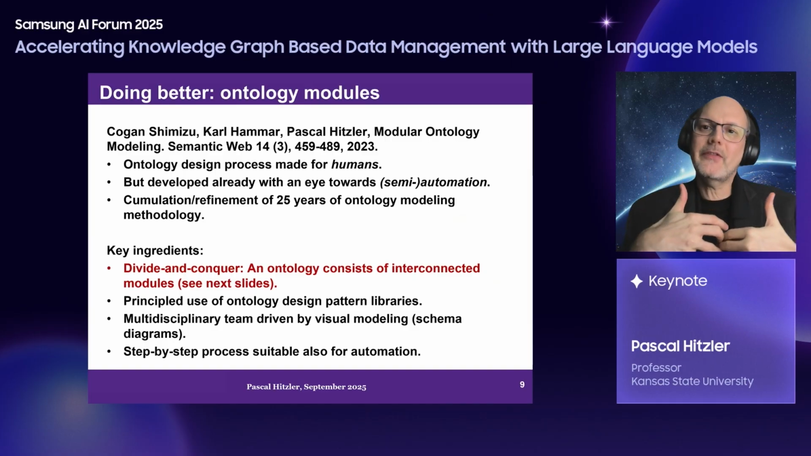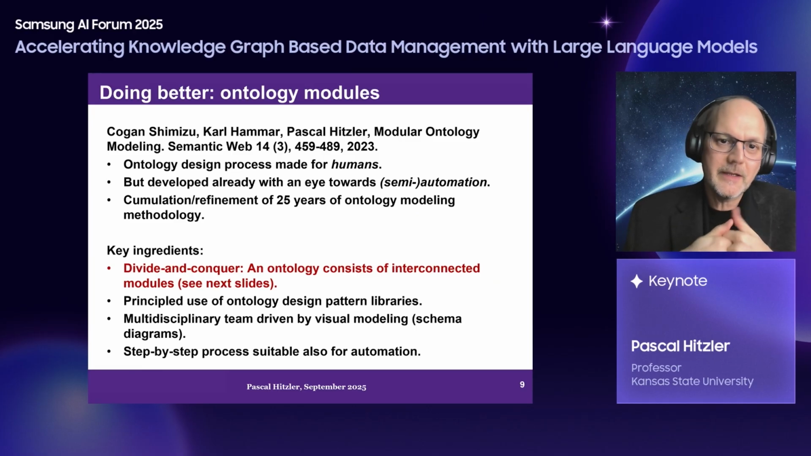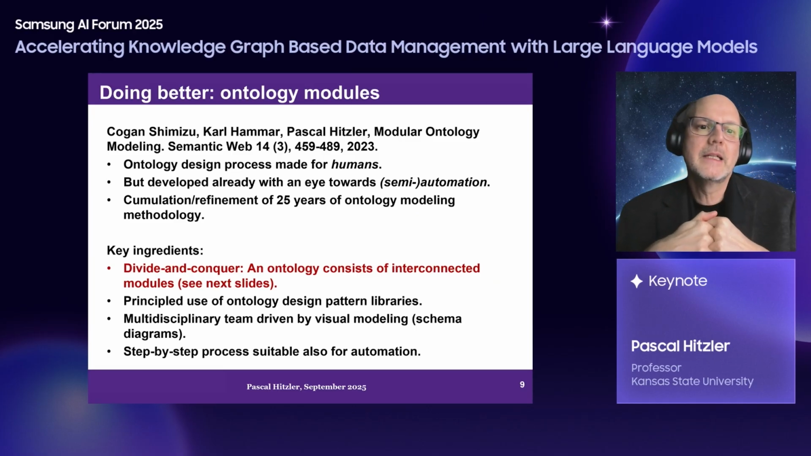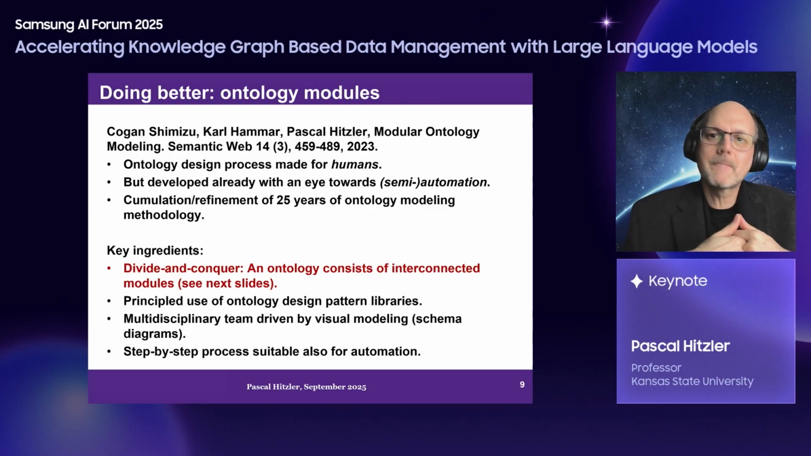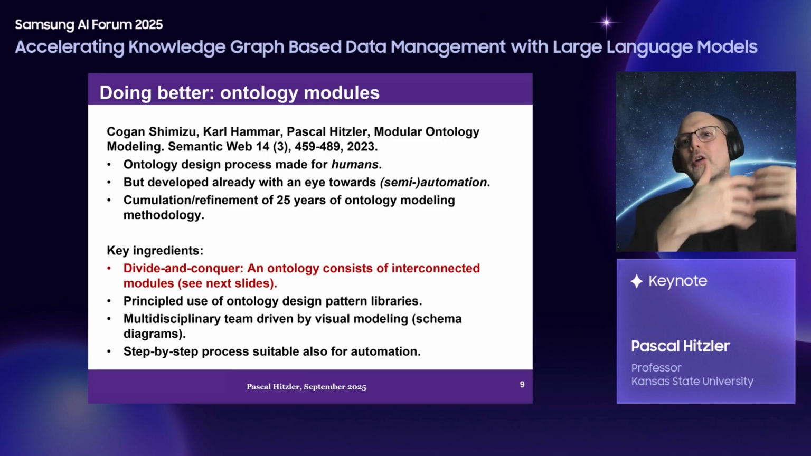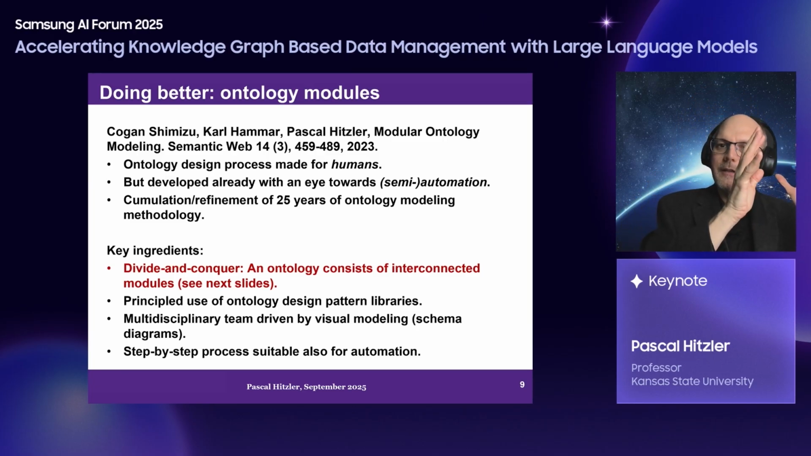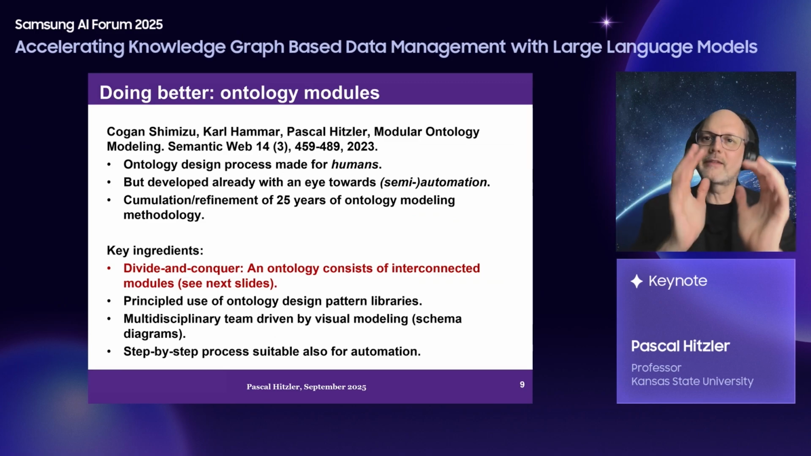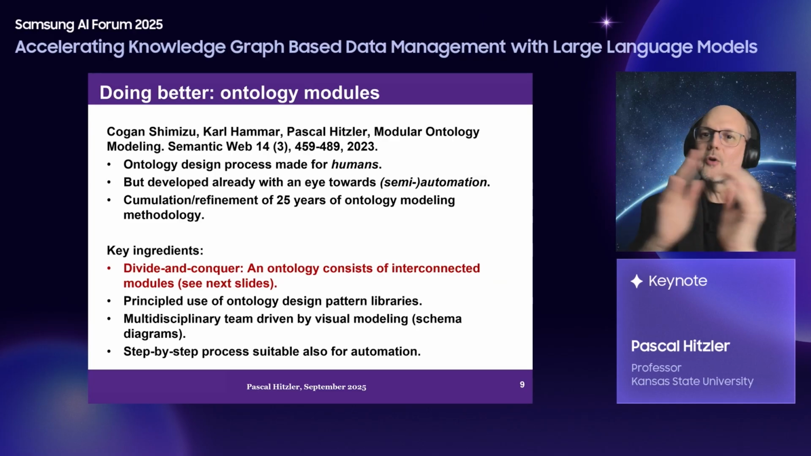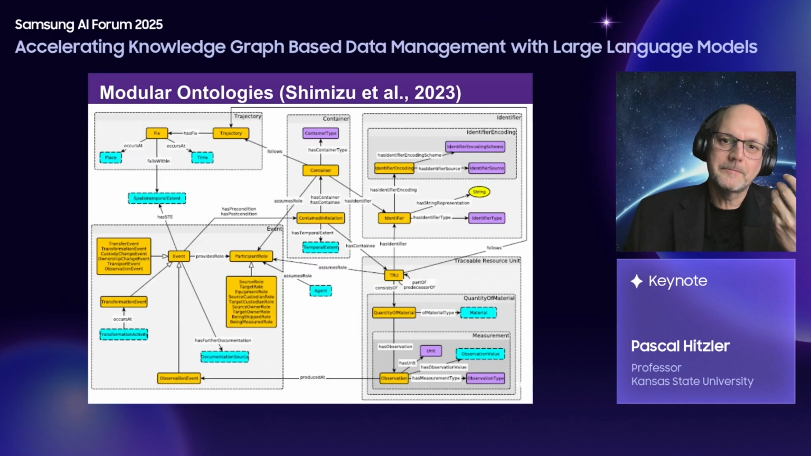Well, in comes a second idea, and that's the idea of ontology modules. I don't want to go into detail, just focus on the red here. Ontology modules are essentially a method to divide and conquer. You think of an ontology, the schema in that case, and then by proxy also the knowledge graph itself, as a set of interconnected parts of the graph or the ontology, which make sense for a human.